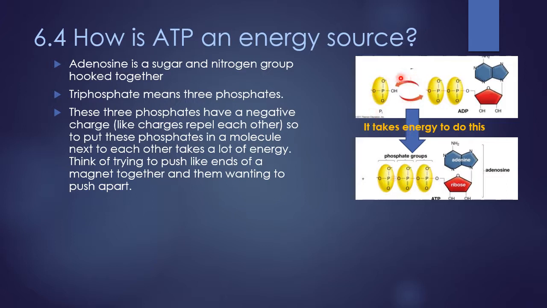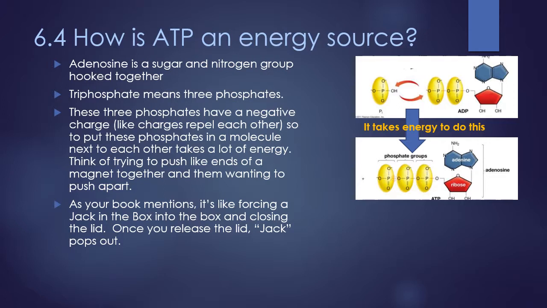Think of pushing 2 ends of a strong magnet that are the ends that don't attract. Think of trying to push those together. It takes a lot of energy to get them together. So it takes energy to go from this adenosine diphosphate with 2 phosphates to adenosine triphosphate with 3 phosphates.